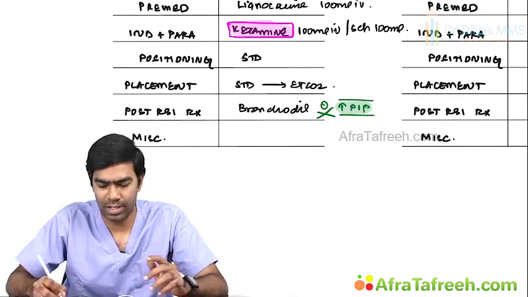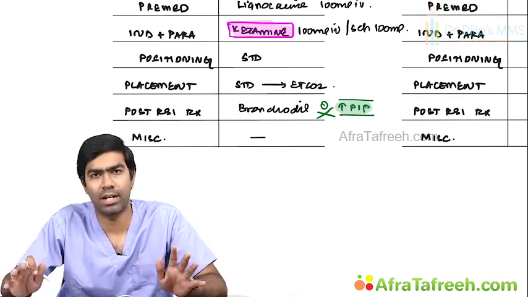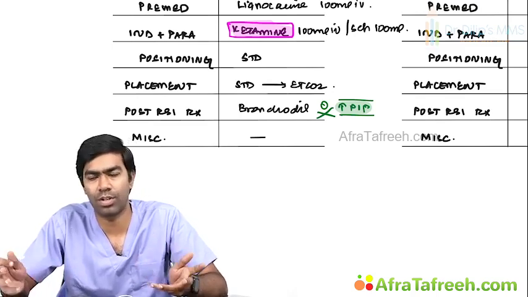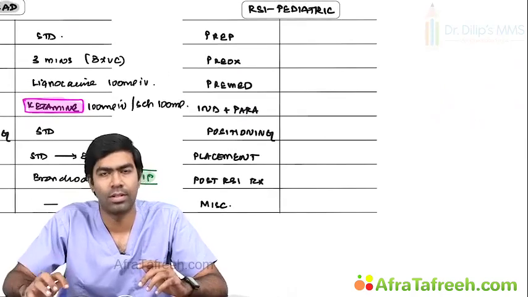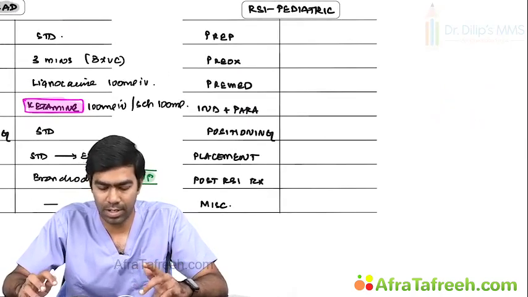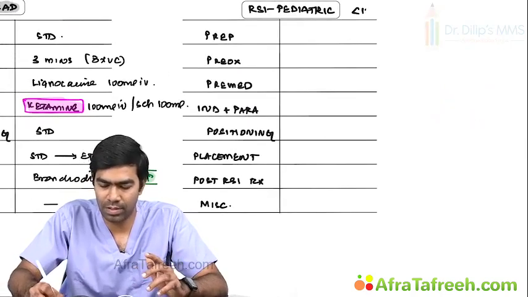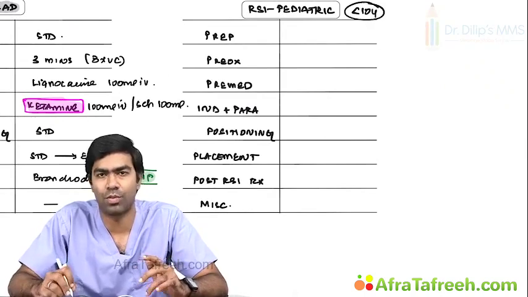Fine. Miscellaneous, nothing. Again, same standard management. You are going to treat them how you treat other patients. That's all. But with the addition of bronchodilators. What is the RSI in pediatrics? So a pediatric patient, especially if they are less than 10 years of age, what are you going to do?